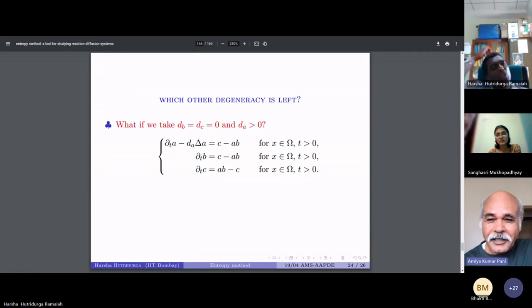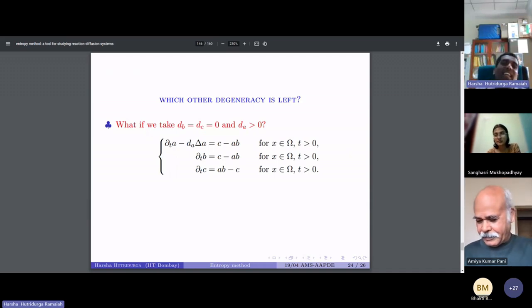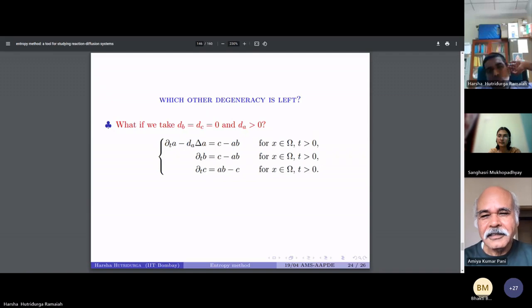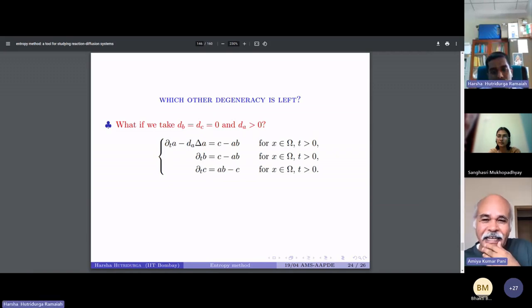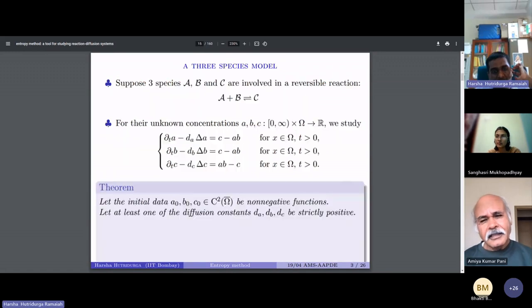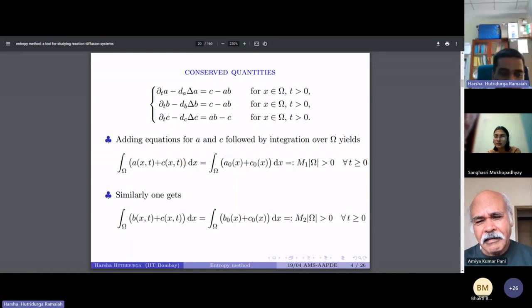Then just one thought. That may be hidden in the earlier ones that we already have. It's like we are adding the two conservations and getting a new conservation. So it may not be a new conservation property. Yes, it is hidden in that, as you rightly pointed out. We are saying that A plus C is conserved, B plus C is conserved. So now if you add these two conservations, you will get A plus B plus 2C is conserved.